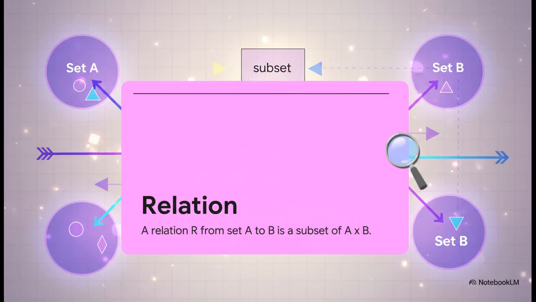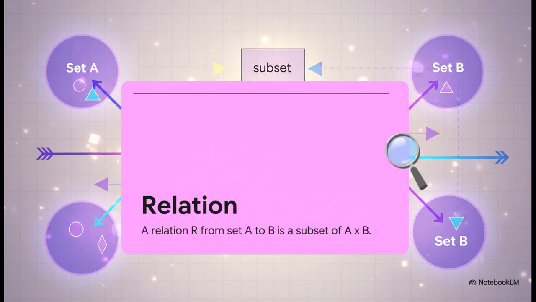Now, mathematical relations honestly shouldn't be intimidating. At their core, a relation R from set A to B is really just a subset of A cross B. That's it. This is the absolute bedrock of everything we're talking about today. Think about it like this.